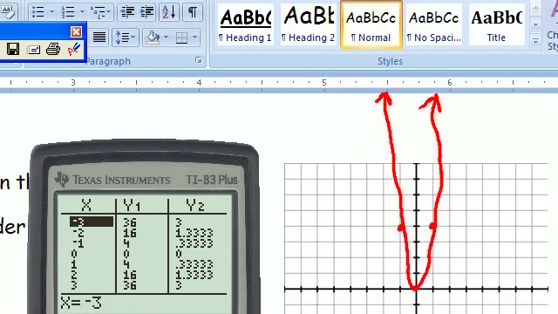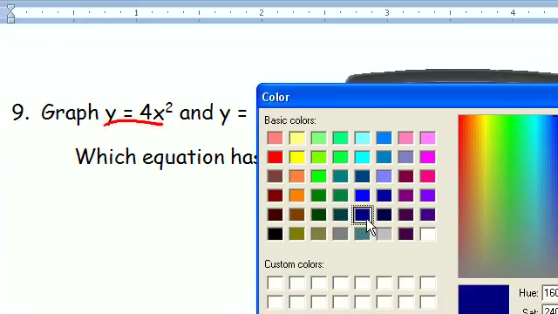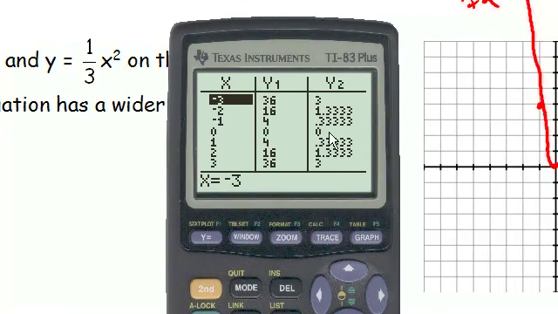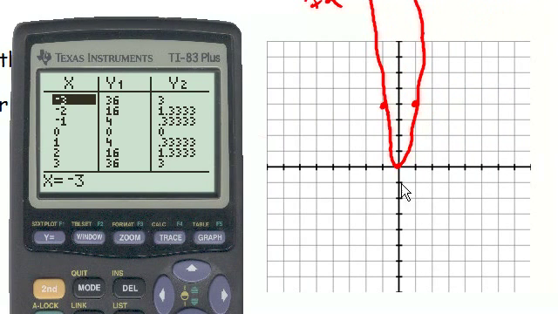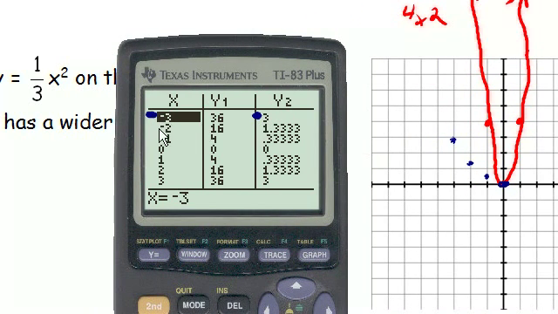Okay. And so there's 4x squared, and now let's take a look at what 1/3 x squared looks like. So x is 0, so the vertex is 0 also. At -1, it's 1/3 of the way up. At -2, it's 1 1/3 of the way up. At -3, it's 3 up. And I'm just reading the table here. See, I'm just plotting these points. These are the blue points here.